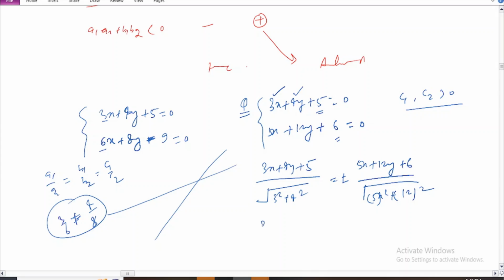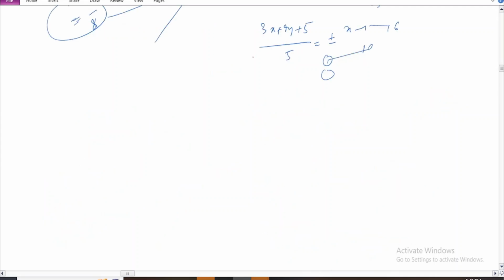So here, (3x + 4y + 5)/5 is equal to plus minus (5x + 12y + 6)/13, right? So here two lines are possible, first for the positive and second for the negative, right? Which one is obtuse? (3x + 4y + 5)/5 is equal to (5x + 12y + 6)/13.